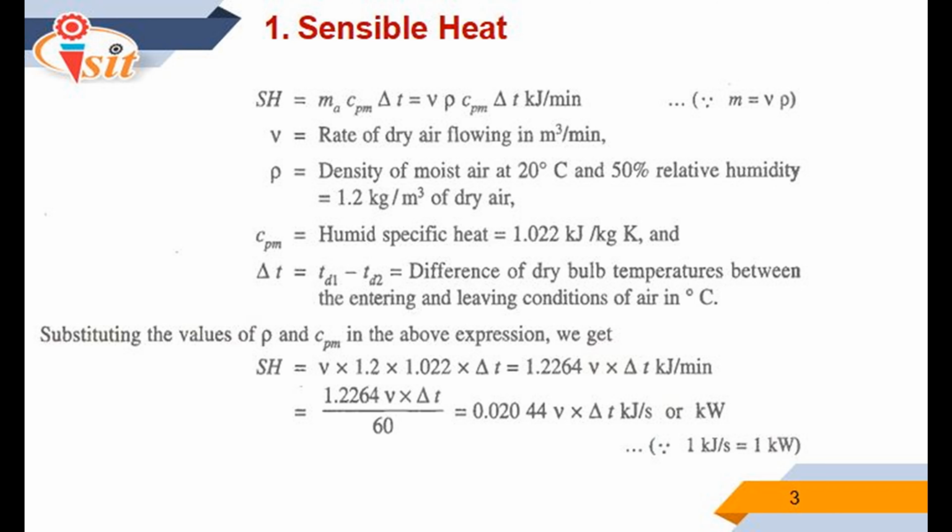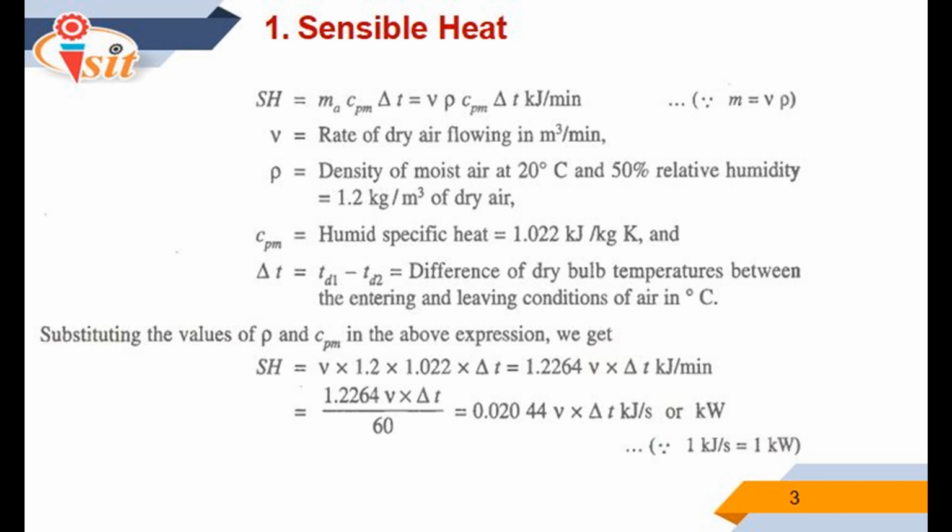Mass of air is equal to volume into density, means V into density into specific humid heat into difference in dry bulb temperature. This equation is in terms of kilojoule per minute, where V is the rate of dry air flowing in the unit of m cube per minute, then density of moist air at 20 degrees Celsius and with 50% relative humidity is taken as 1.2 kg per m cube of dry air.